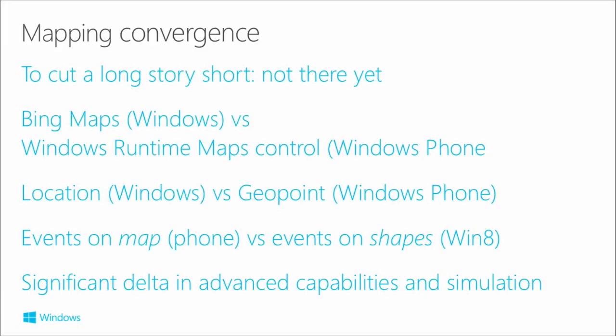When you're putting an item on the map in Windows, you're using a location type. And when you're putting an item on the map in Windows Phone, you're using a geopoint type. Events happen on the map on the phone and on shapes on Windows 8, and there's a substantial delta between our advanced capabilities and simulations. So is there any good news in mapping convergence at all?